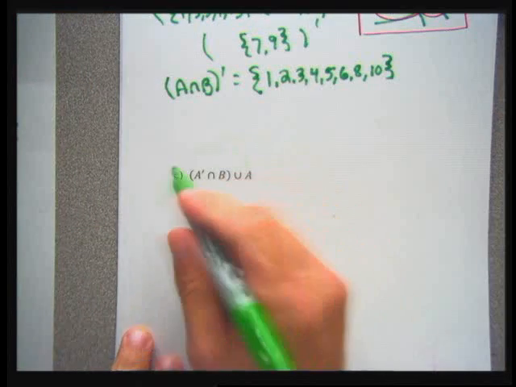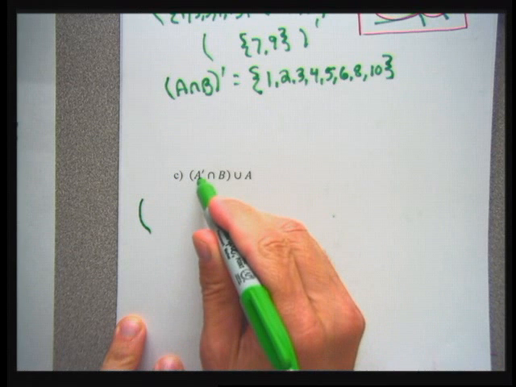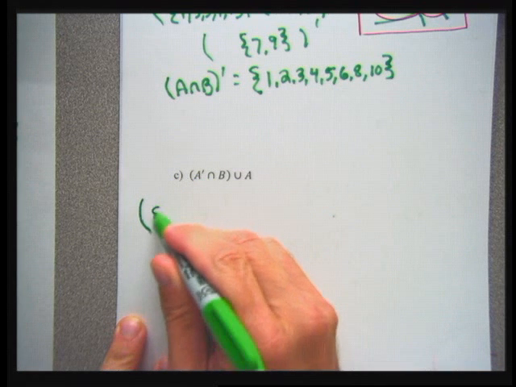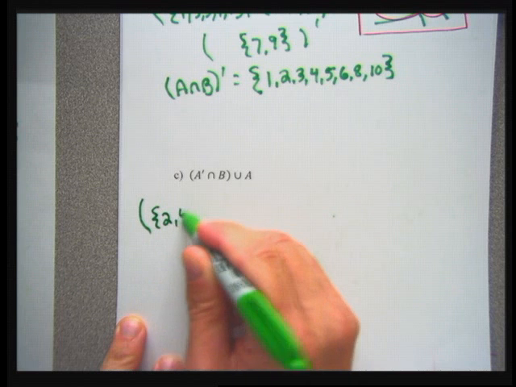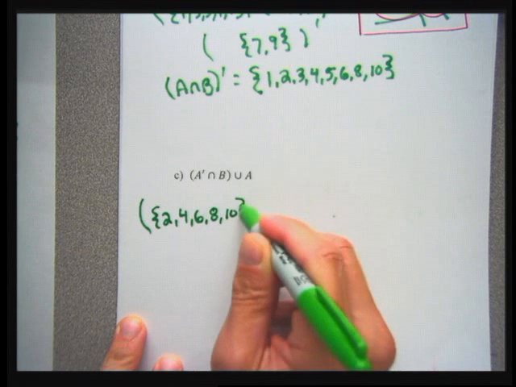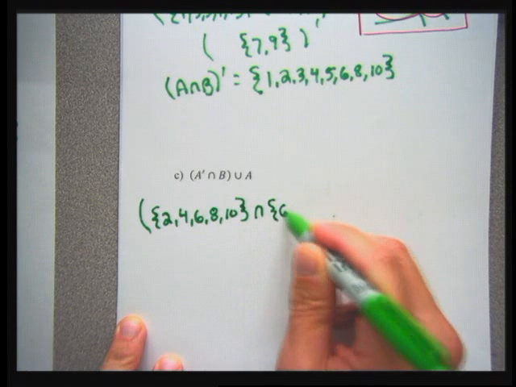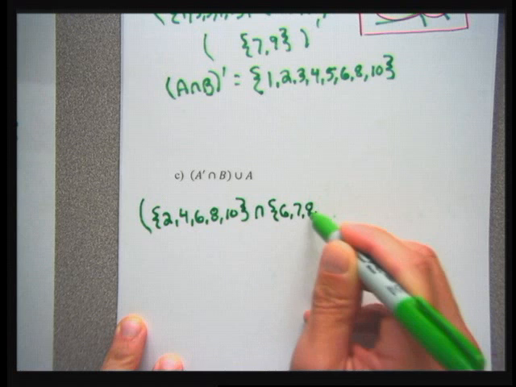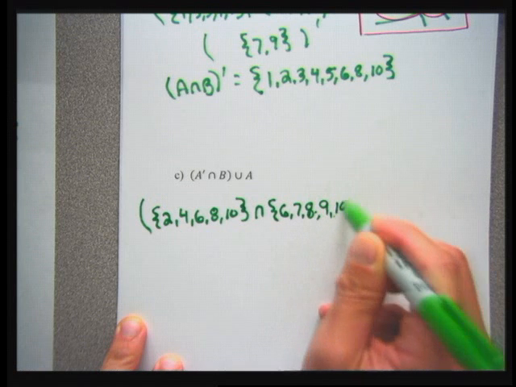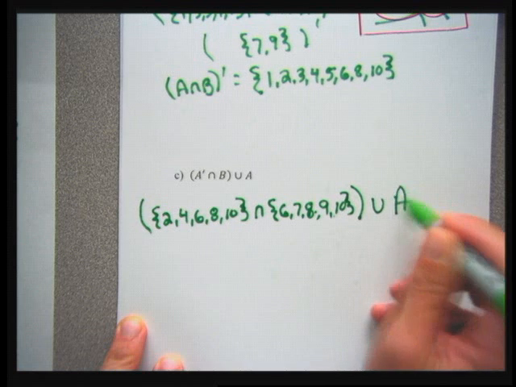Part C has a parentheses and a union. It makes it hard. I'm going to do the parentheses first. The first thing I see is A prime. A prime is the set that contains 2, 4, 6, 8, and 10. I want to intersect that with B, which is the set 6, 7, 8, 9, and 10. And then I'll worry about the union A.